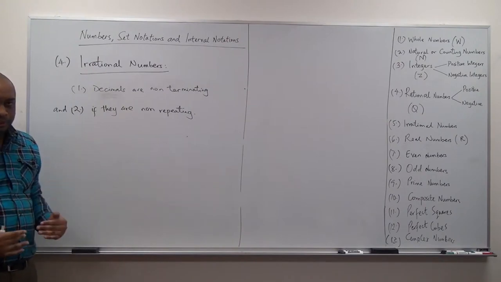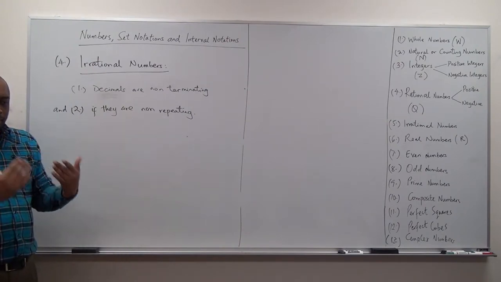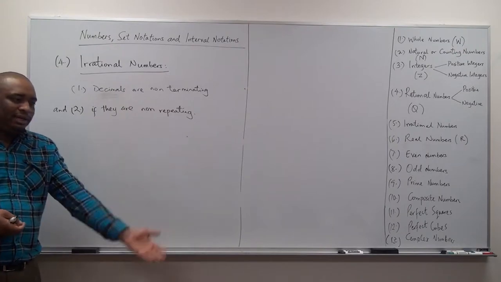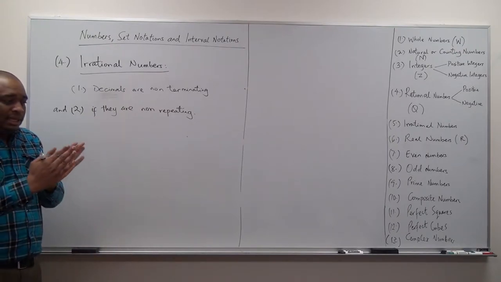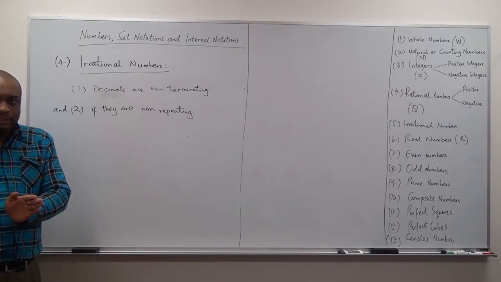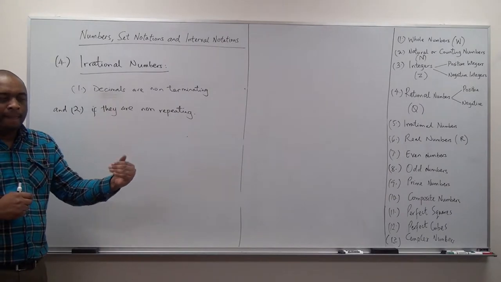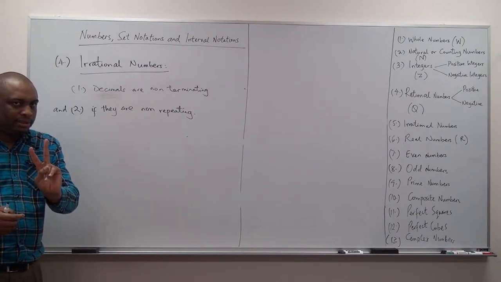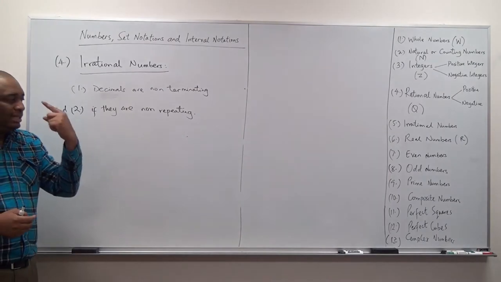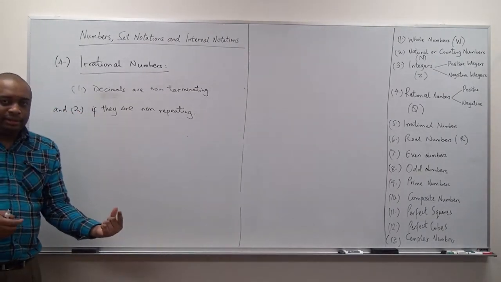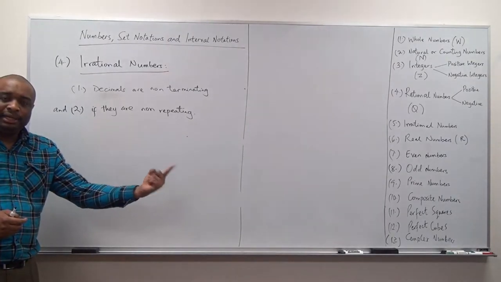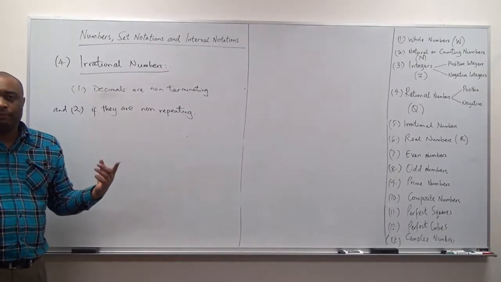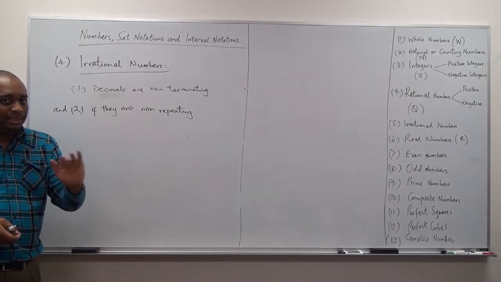Now, let me say it again. When you have a fraction or a ratio, you divide it, it gives you a decimal. If the decimal terminates, let's say after 2, 3 or 4 decimal places, if it is finite, then you have a rational number. But if the decimal does not terminate, then you do two checks. The first check is: is it repeating? If it is repeating, then it is a rational number. Repeating means repeating the same number, like 3, 3, 3, 3, 3, or 4, 4, 4, 4, or 5, 5, 5, 5, and the rest of them. But if it is not repeating, then it is an irrational number.